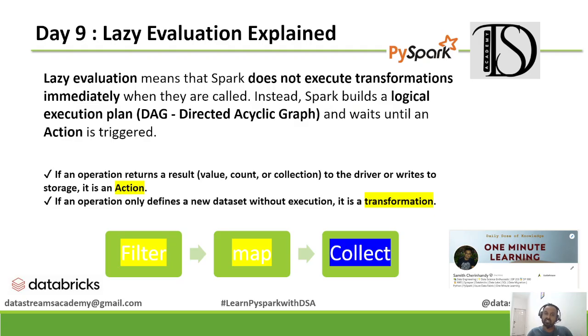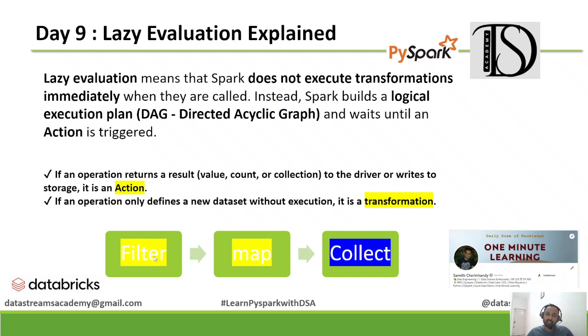And what is a transformation? If an operation only defines a new dataset without execution, like filtering or adding a column, these are not really returning something. They can be called transformations. I have provided the list in the day 6 video description. I will add the same thing here in day 9 as well, so you will get an idea which APIs come under action and which come under transformations.